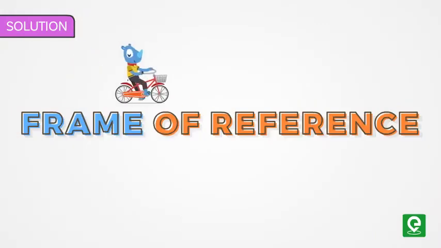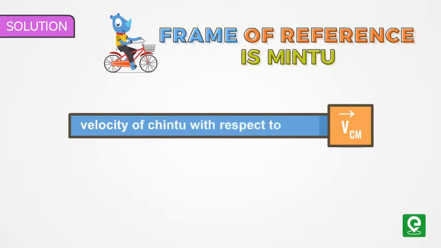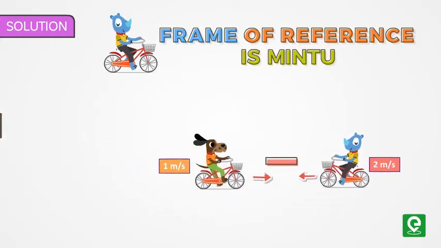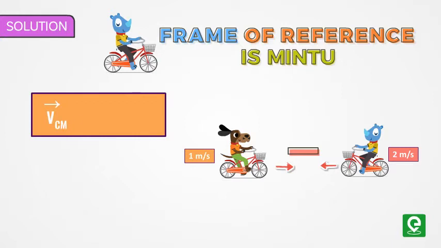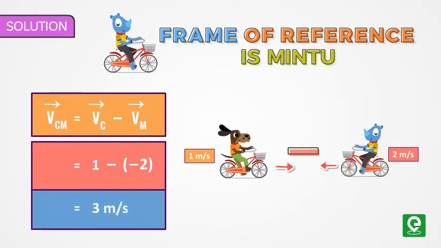In the question, our frame of reference is Mintu. We need to find velocity of Chintu with respect to Mintu, which means that we need to know velocity of Chintu from Mintu's point of view. As discussed earlier, to find velocity of Chintu with respect to Mintu, we must subtract the velocity of Mintu from the velocity of Chintu. Mathematically, we can write VCM equal to VC minus VM. Now putting the value of VC and VM in this equation, we get velocity of Chintu with respect to Mintu, 3 meter per second. This is the desired answer.